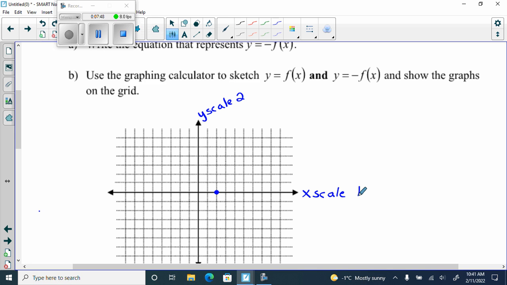Negative 1, 9. 2, 4, 6, 8, 9. Then I want to do 0. Second trace value 0: 0 and 4. Don't forget your y scales too. Second trace value 1: 1 and 1. Don't forget your y scales too. I'm actually saying that because I forget the y scales too. Then I want to do some on the other side. Second trace value 3: 3 and 1.